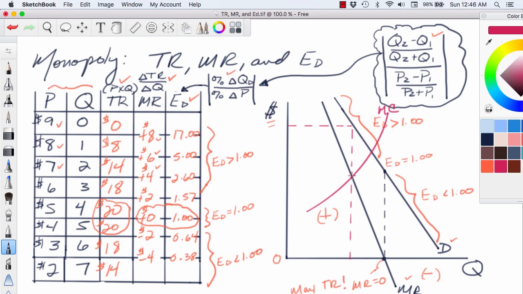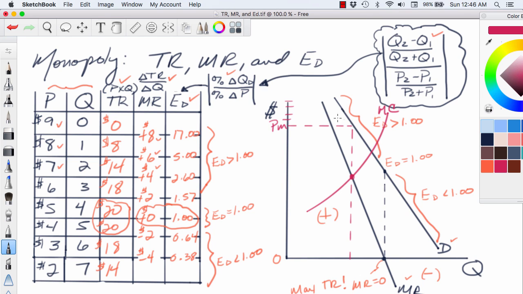So where MC equals MR, we have what? We have profit maximization. So let me get rid of this, this allows me to use my erasing function. There we go. So back to our pen. So PM is not the maximum price, that's the profit maximizing price. Of course there are prices above this level, but PM is the profit maximizing price. Why? Because this is where MC equals MR.